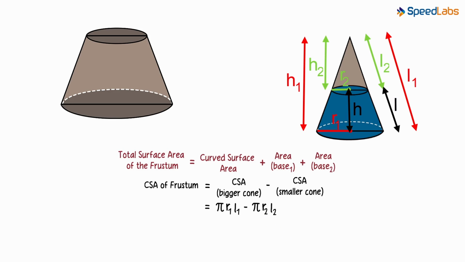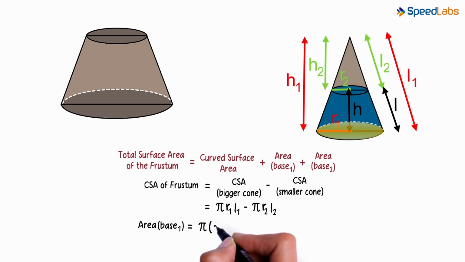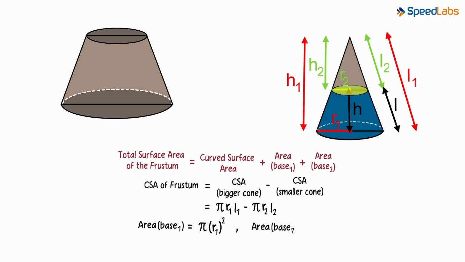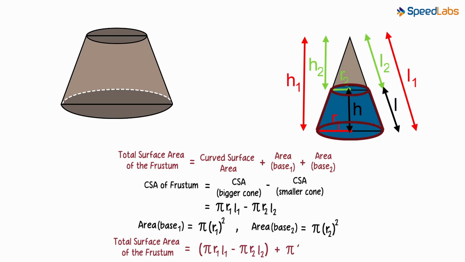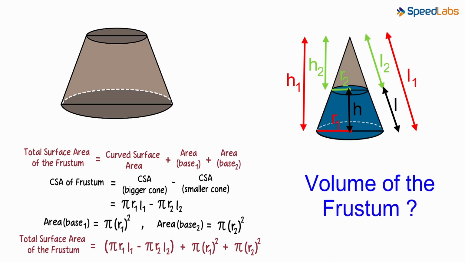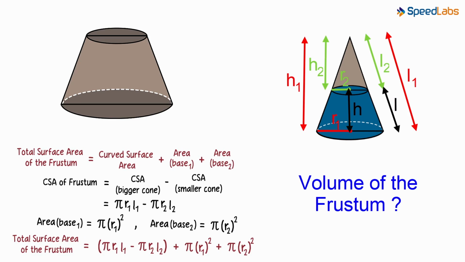We still need to find the area of these two circular bases. We see that the area of the bigger circle, that is base 1, is equal to pi R1 squared. And similarly, the surface area of base 2, that is the smaller circle, is equal to pi R2 squared. So total surface area of the frustum will be this. Now can you try finding the volume of the frustum of this cone? Try it out.